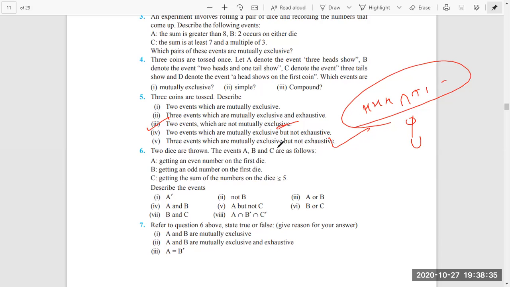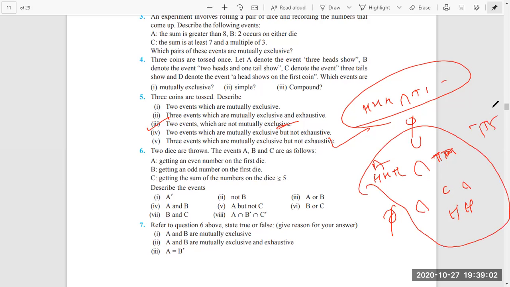Three events which are mutually exclusive but not exhaustive. As you said in the previous case, getting heads in event A, getting two tails in event B, and getting two heads in event C. Their intersection is null, but the union does not contain tail, tail, tail, so they are not exhaustive, right?